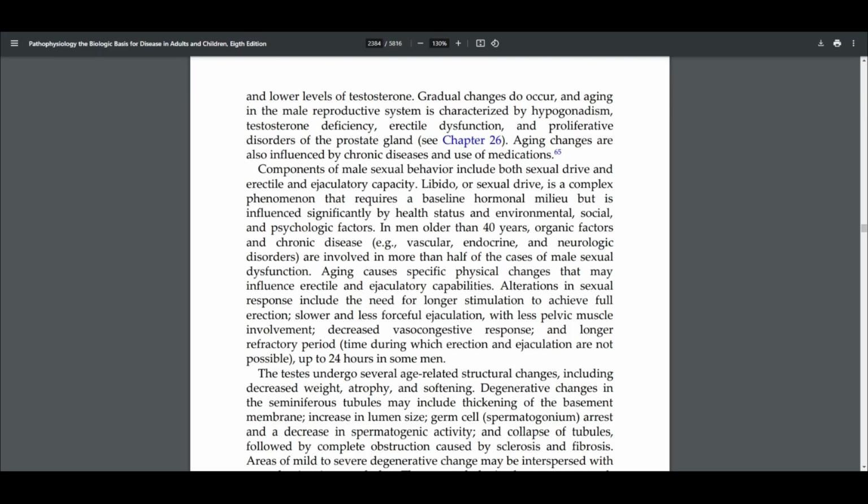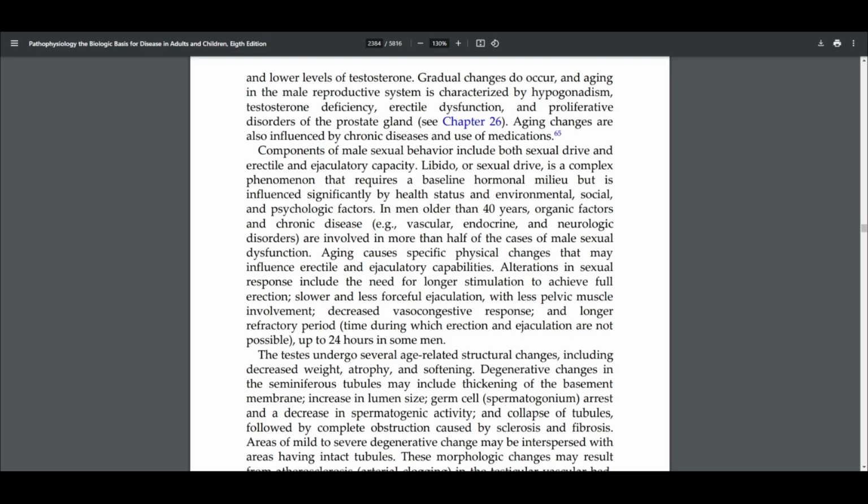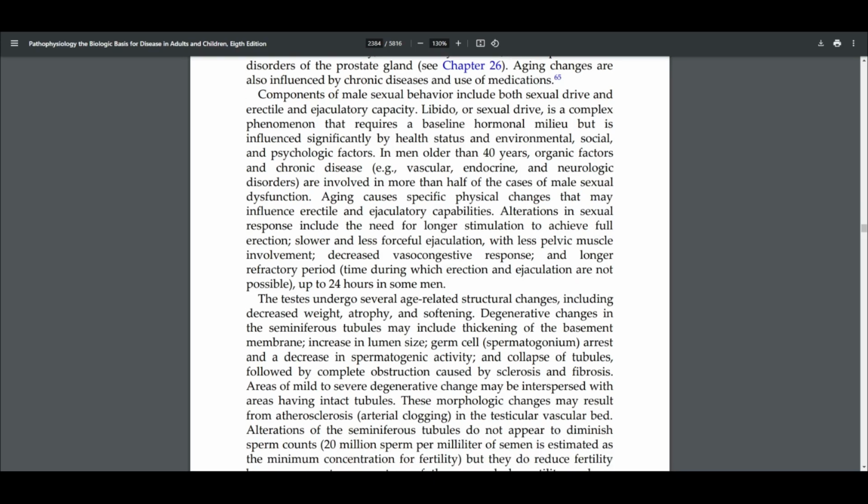Aging changes are also influenced by chronic disease and the use of medication. Components of male sexual behavior include both sexual drive and erectile and ejaculatory capacity. Libido, or sexual drive, is a complex phenomenon that requires a baseline hormonal milieu, but is influenced significantly by health status and environmental, social, and psychological factors. In men older than 40 years of age, organic factors and chronic disease are involved in more than half of the cases of male sexual dysfunction.